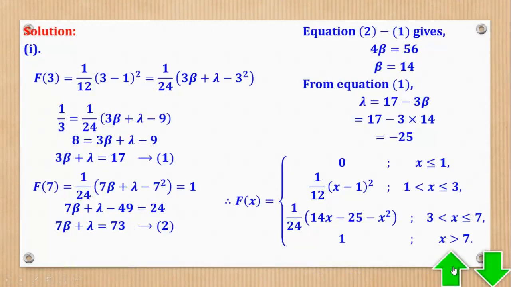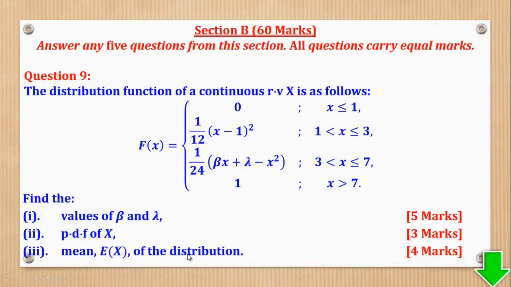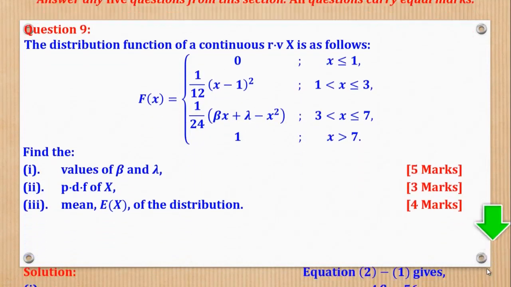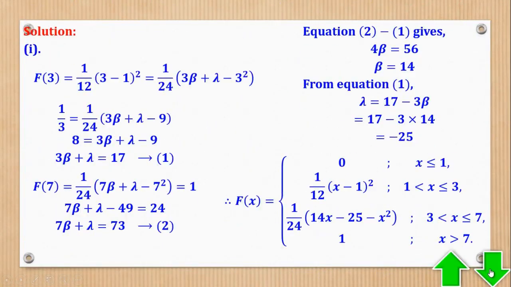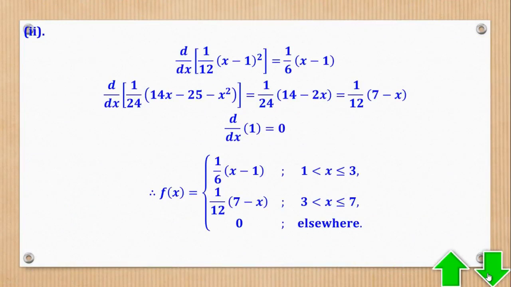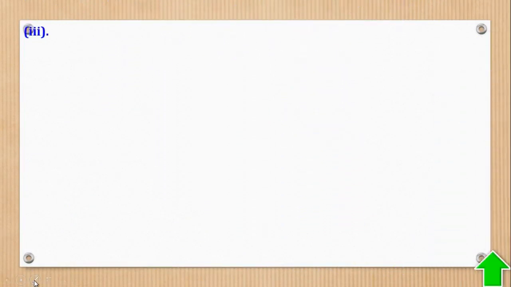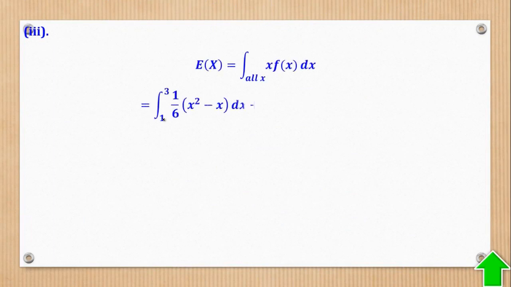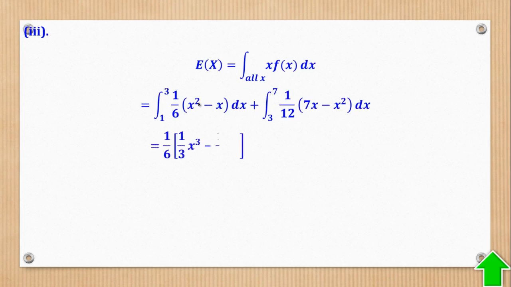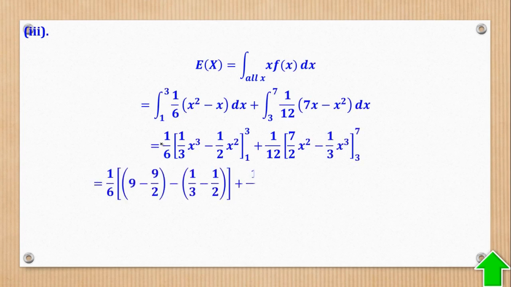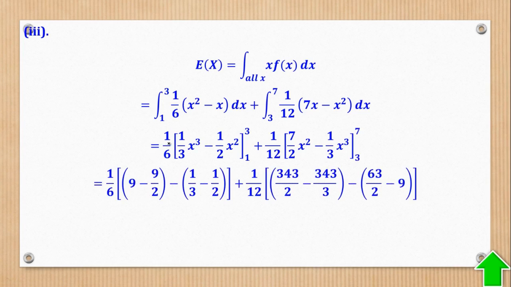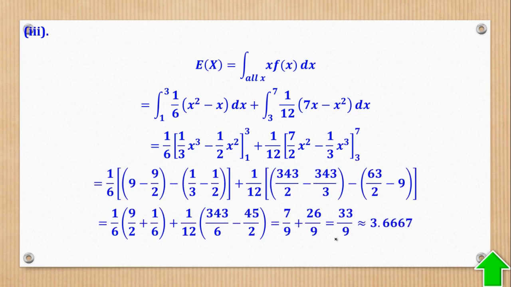Then for Roman 3, they wanted the expectation or the mean. So expectation is the integral of x f(x). So come and substitute from 1 to 3 and from 3 to 7. Then when I integrate, I'll come up with this. Substitute the limits, you come up with that step, and simplify to get the final answer they wanted. And that will be the answer they wanted.